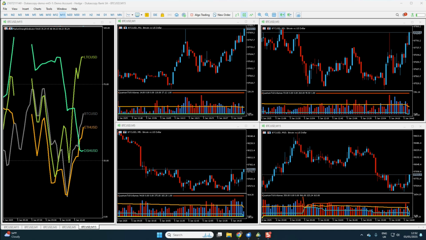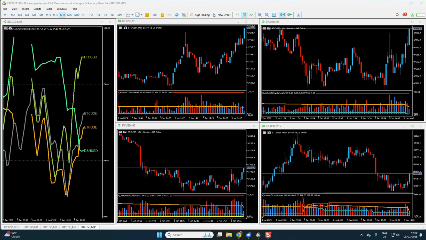So that's the market strength indicator. Remember, it can be applied to any instrument, any market, and any time frame. I've chosen cryptocurrency here really just to highlight the fact that it really does apply to anything you care to choose, and it works in exactly the same way whatever time frame you have it selected on.